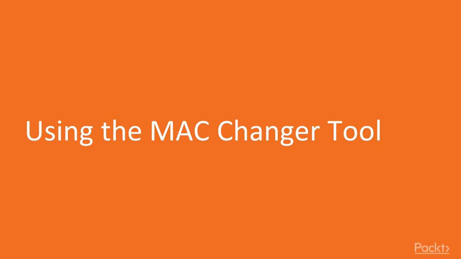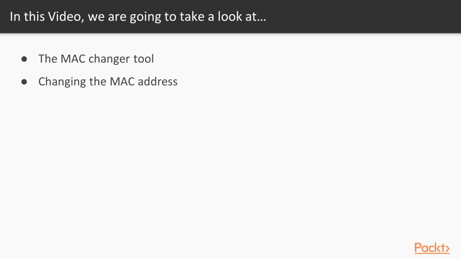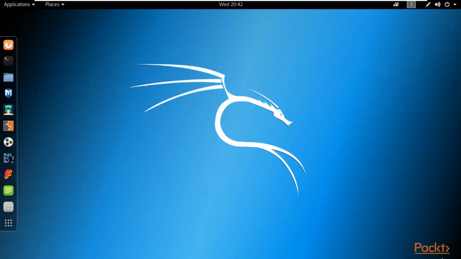Using the MacChanger tool. In this video, we are going to learn what the MacChanger tool is inside the Kali Linux operating system, and how we can change the MAC address of machines. You need to open the Kali Linux operating system, and then I'm going to show you the MacChanger tool. So I'm here at Kali Linux. Let's talk about the MacChanger tool.